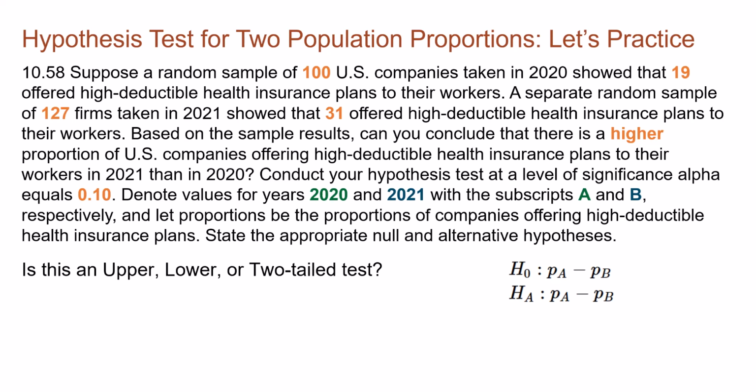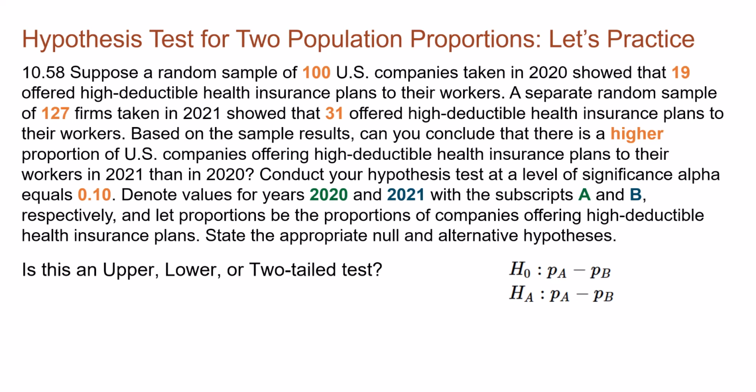Hey everyone, in this video I'm going to work through an example problem for hypothesis testing for two population proportions. So random samples of 100 US companies in 2020 and 127 companies in 2021 were taken to identify whether high deductible health insurance plans were offered to its employees.